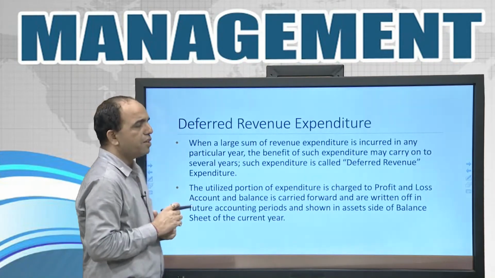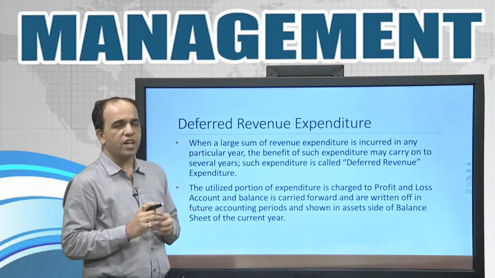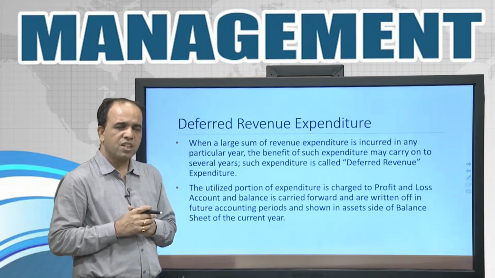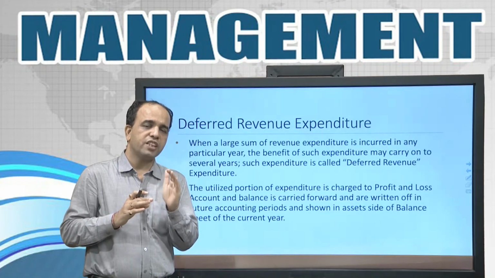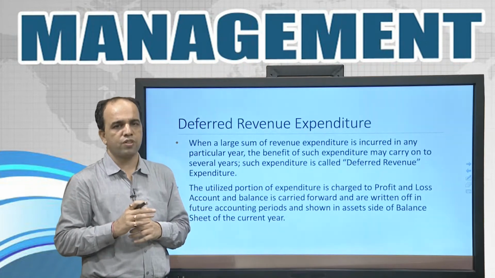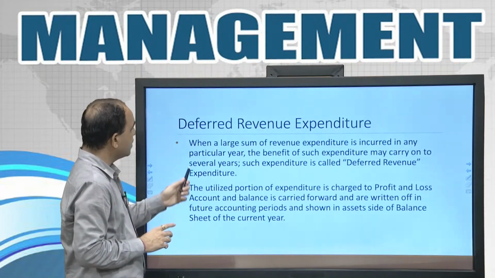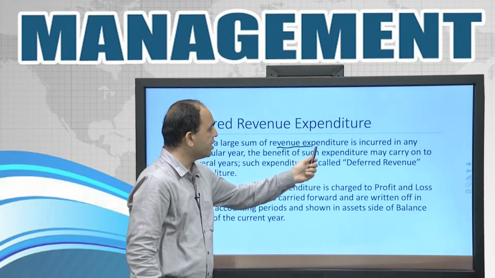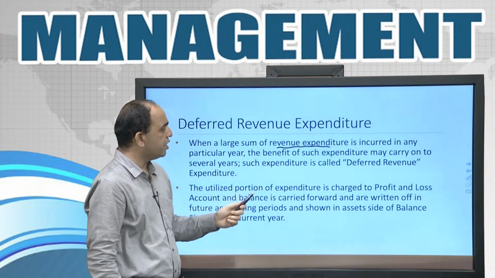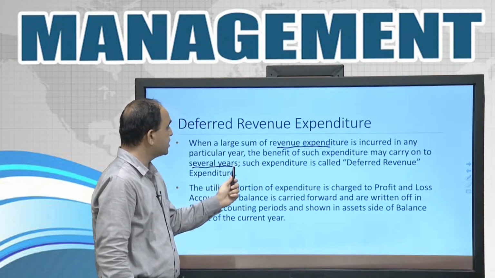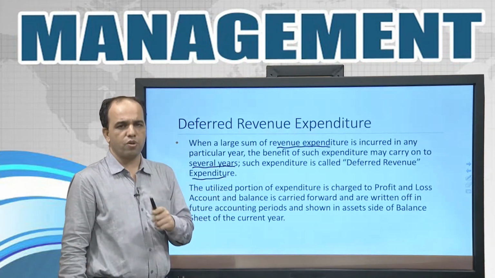Now friends, the very important concept in accounting is deferred revenue transaction. See, deferred revenue transaction or deferred revenue expenditure means it is a part of revenue expenditure, but generally it falls in capital as well as revenue types of expenditure transactions. In deferred revenue expenditure, friends, when a large sum of revenue expenditure is incurred in any particular year, the benefit of such expenditure may carry on to several years. Such expenditure is called deferred revenue expenditure. Friends, this is very important.